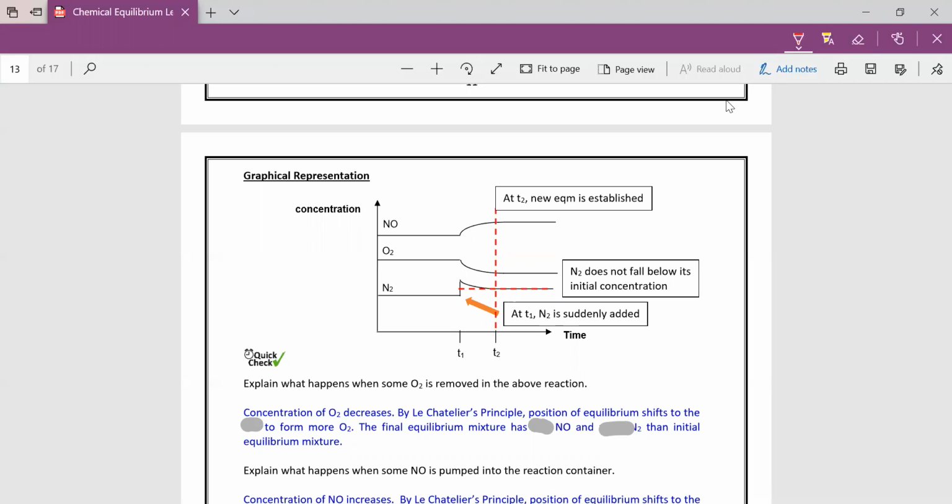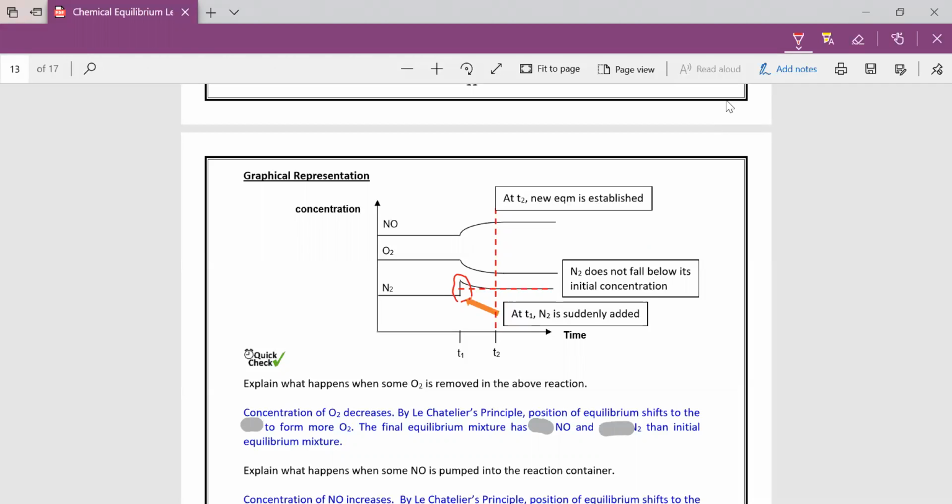When you see a sharp spike in only one of the two reactants, you have to know that it is that particular reactant that's being added, because it's not possible that the volume actually decreased or the pressure was increased, because then O2 would also be impacted. So to see just one of the two reactants changing, it means that something was done to that particular reactant.